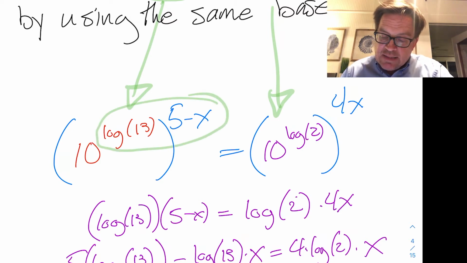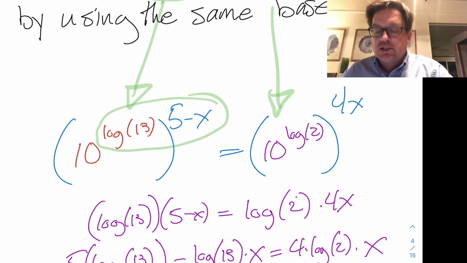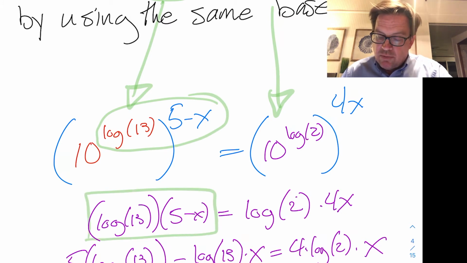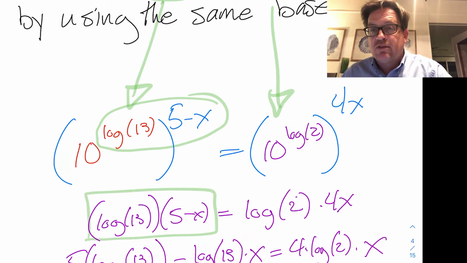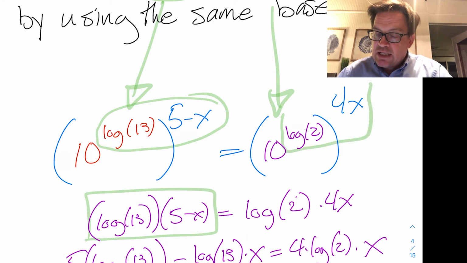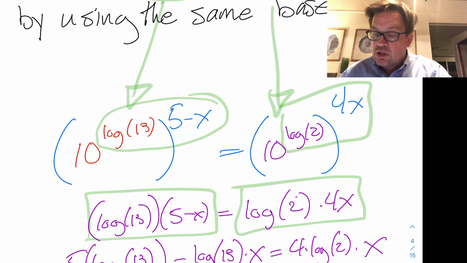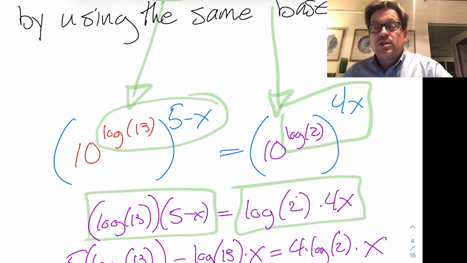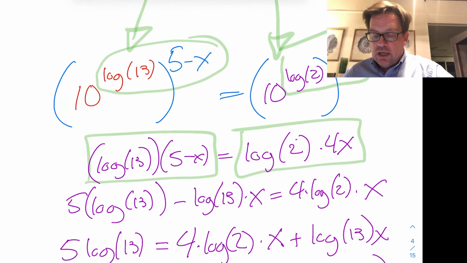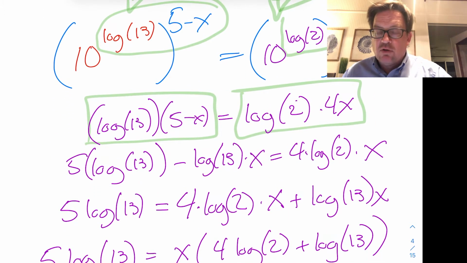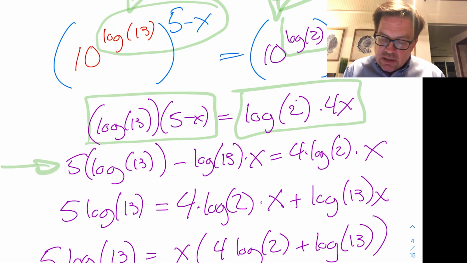and the exponent of 10, I can multiply those two exponents, and I get log of 13 times 5 minus x. And the exponent for 10 on the other side is log of 2 times 4 times x. So here I'm essentially just setting the two exponents equal, the two powers equal, and now I solve for x. So I distribute to get to this point.